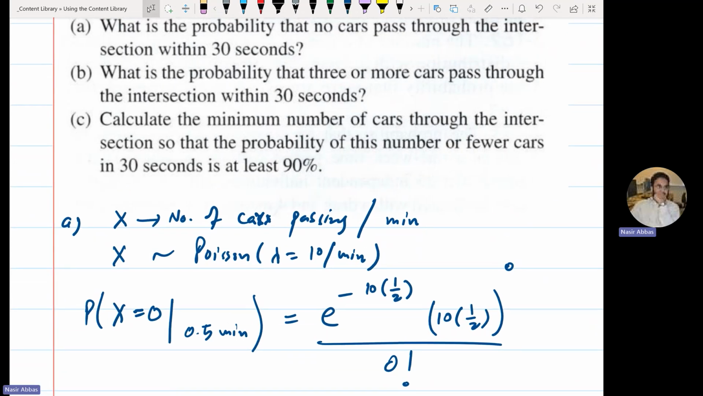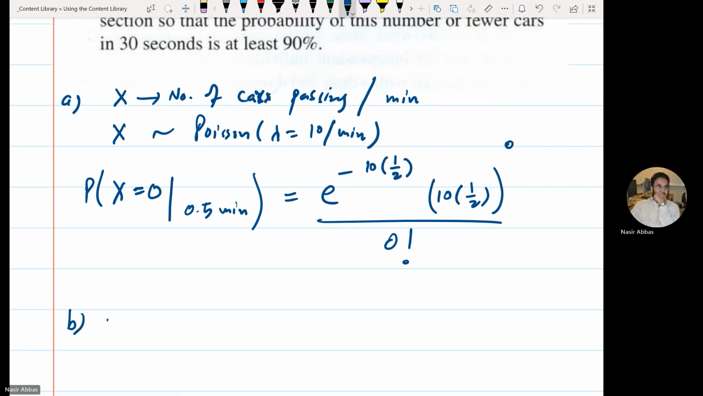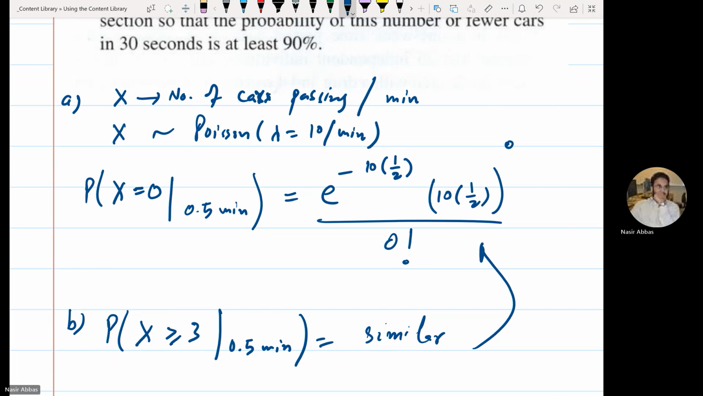Look at part B. What is the probability that 3 or more cars pass through the intersection within 30 seconds? Similar to this, you will solve this one. No trick again. The main thing is part C.